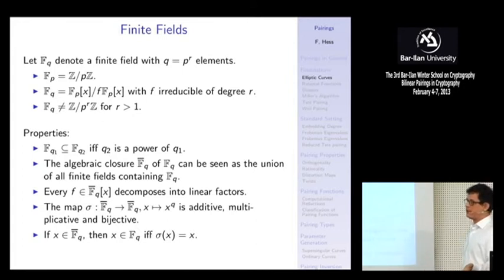So if I, for example, take x squared minus 2, I can't find a solution in the rationals, because the square root of 2 is not a rational number. But if I go over R or over C even, then I can always find roots. And this is the same here, in that sense.